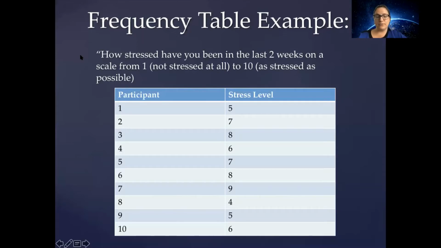So in this example, the psychologist asked, how stressed have you been in the last 2 weeks on a scale from 1, not stressed at all, to 10, as stressed as possible? So the first thing is we have these participants and we have all these different answers. There were 10 people surveyed in this case. Participant 1 was level 5 stress, right in the middle. Participant 2, level 7, a bit more stressed. Participant 3, level 8, et cetera. So what we want to know is how frequently each one of these stress levels occurred. And that would give us an idea of where the numbers lie and what's happening most commonly.